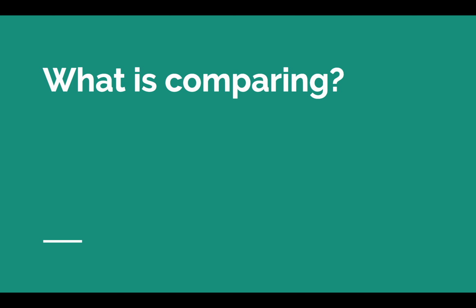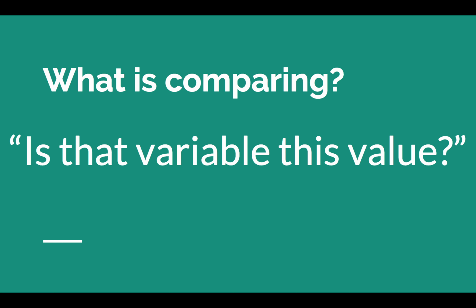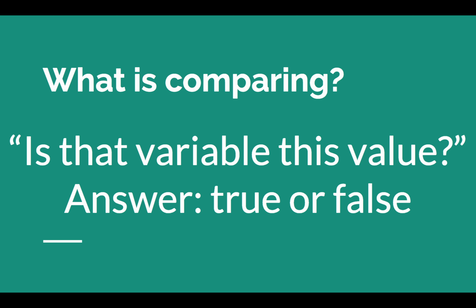So we have our variables. We can assign values to our variables. Well, something that's also very important for us to be able to do is compare them and check what's inside of them. And comparing is, as you'd imagine, asking the question, is that variable this value? And the answer to that is either true or false. And this answer, where it's either true or false, is known as a Boolean.